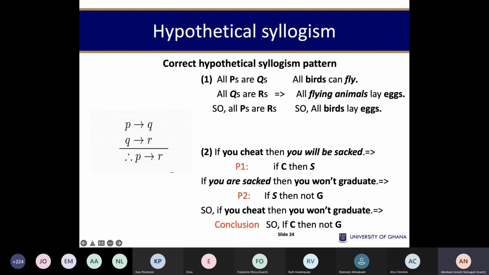But the first part of that conditional statement, P, is what we refer to as the antecedent. The second part of the conditional statement, Q, is what we refer to as what? A consequence.